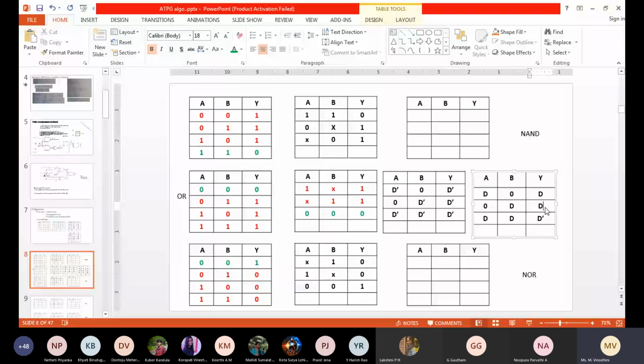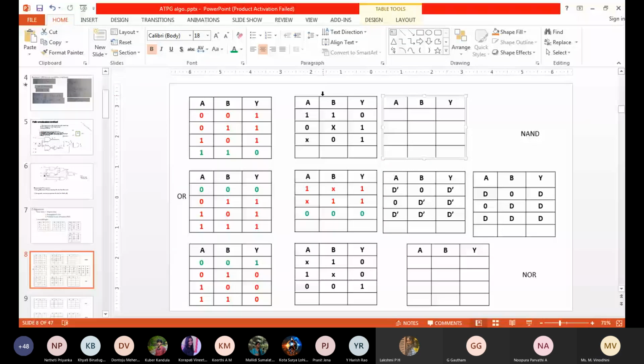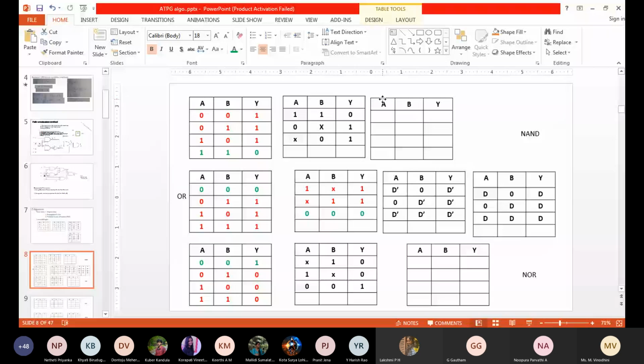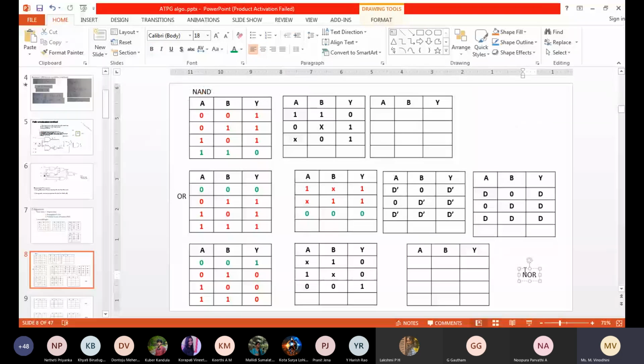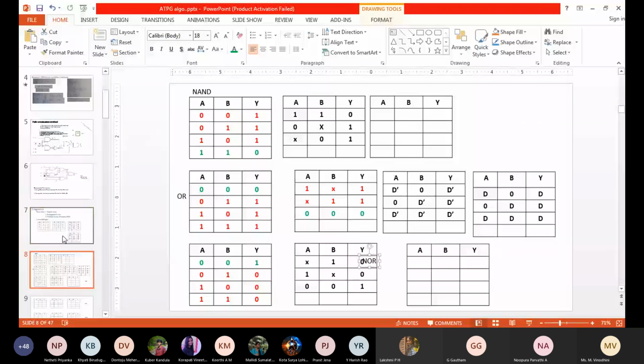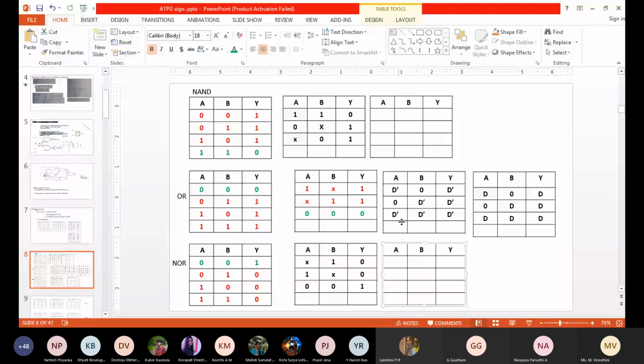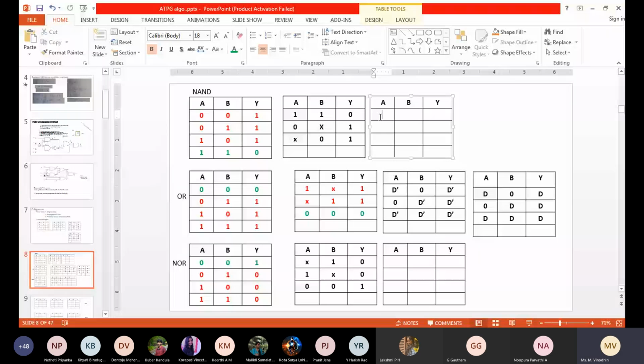Now quickly write, I'll close today's session. Complete the propagation D cube for NAND. If you didn't understand, please ask me. Quickly write the propagation D cube for NAND and NOR. If anybody already has the answer, you can tell me.